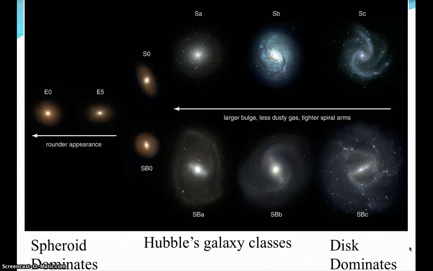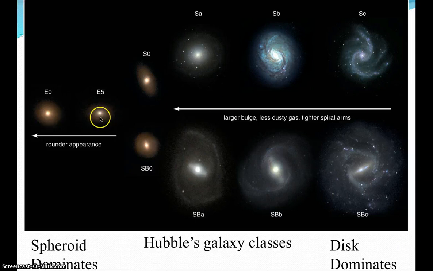Hubble actually classified the galaxies in what's called the Hubble tuning fork. He was hoping that maybe it would give him some insight into the formation of galaxies, but it really never did. He basically classified them.